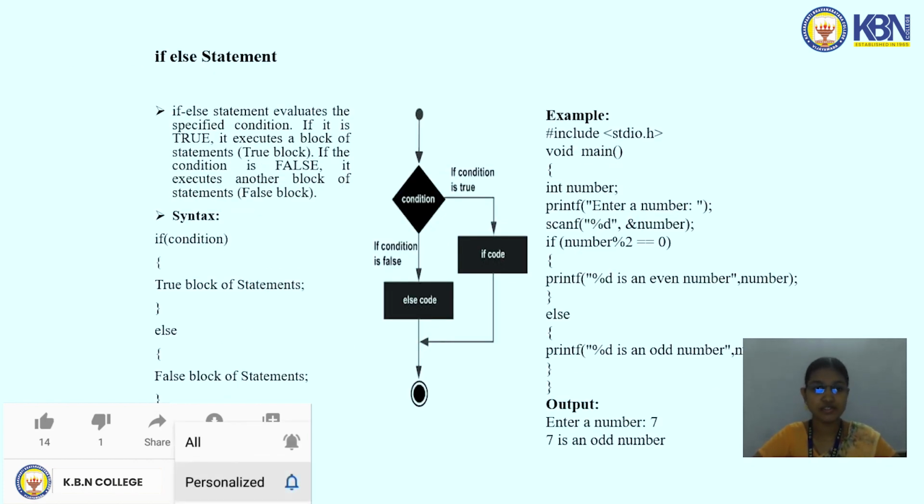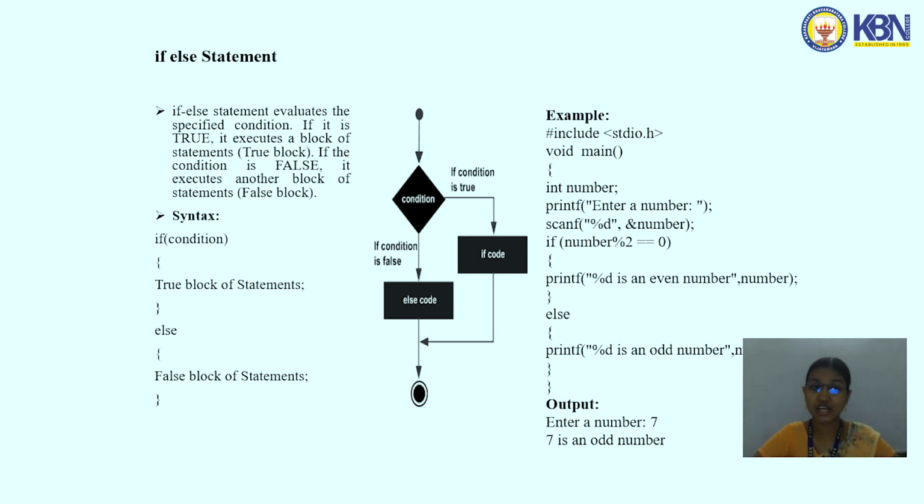Next one, the if else statement. Previously, we have seen the if statement. If the condition is true, it will execute; otherwise, it will end the if statement. But in the if else statement, we have two blocks. If the condition is true, it will execute the true block. If the condition is false, it will execute the false block.